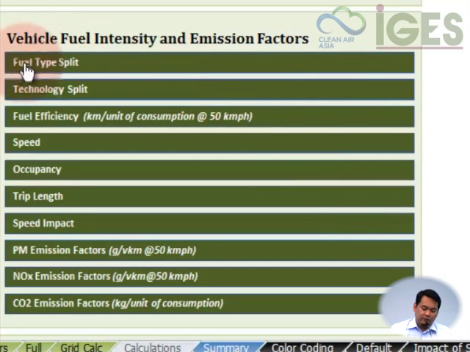Now we define this. Now you see different factors here. Fuel split, fuel type split. This is basically the split of the vehicles in terms of their fuel type. Technology split, split of the different vehicle fuel combinations into emissions technology standards, such as pre-Euro, Euro 1, Euro 2, Euro 3, and so forth. You can define the fuel efficiency, kilometer per unit of consumption at 50 kilometers per hour.